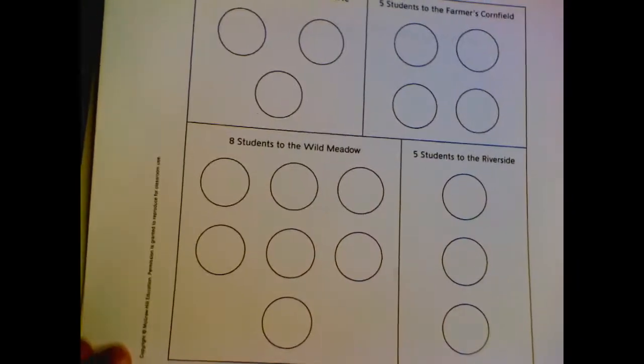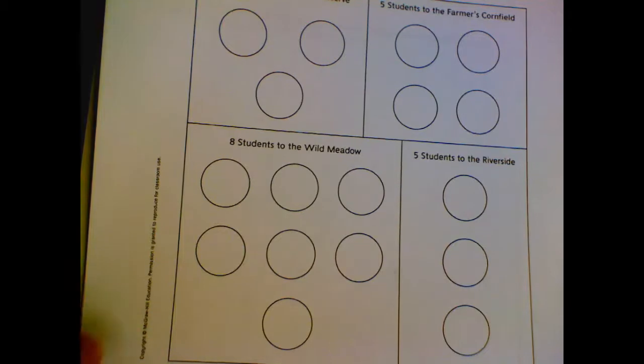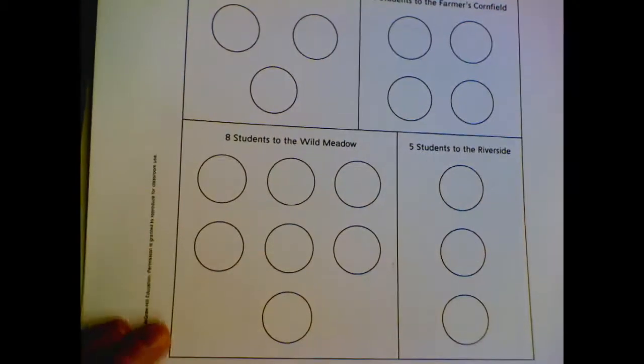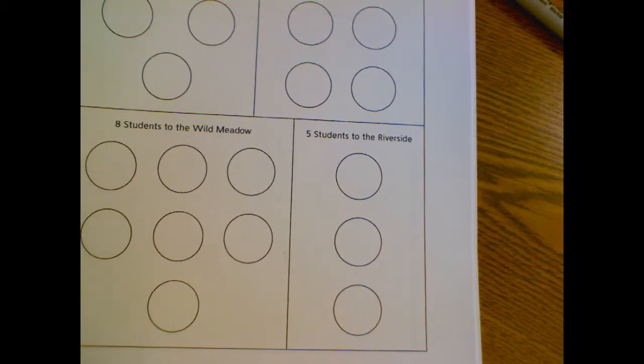In this next one, some kids are going to the wild meadow. So 2, 4, 6, there are 7 pizzas, but they need to be shared among 8 students evenly. And in the last group, you have some kids going to the riverside. You have 3 pizzas and 5 students.